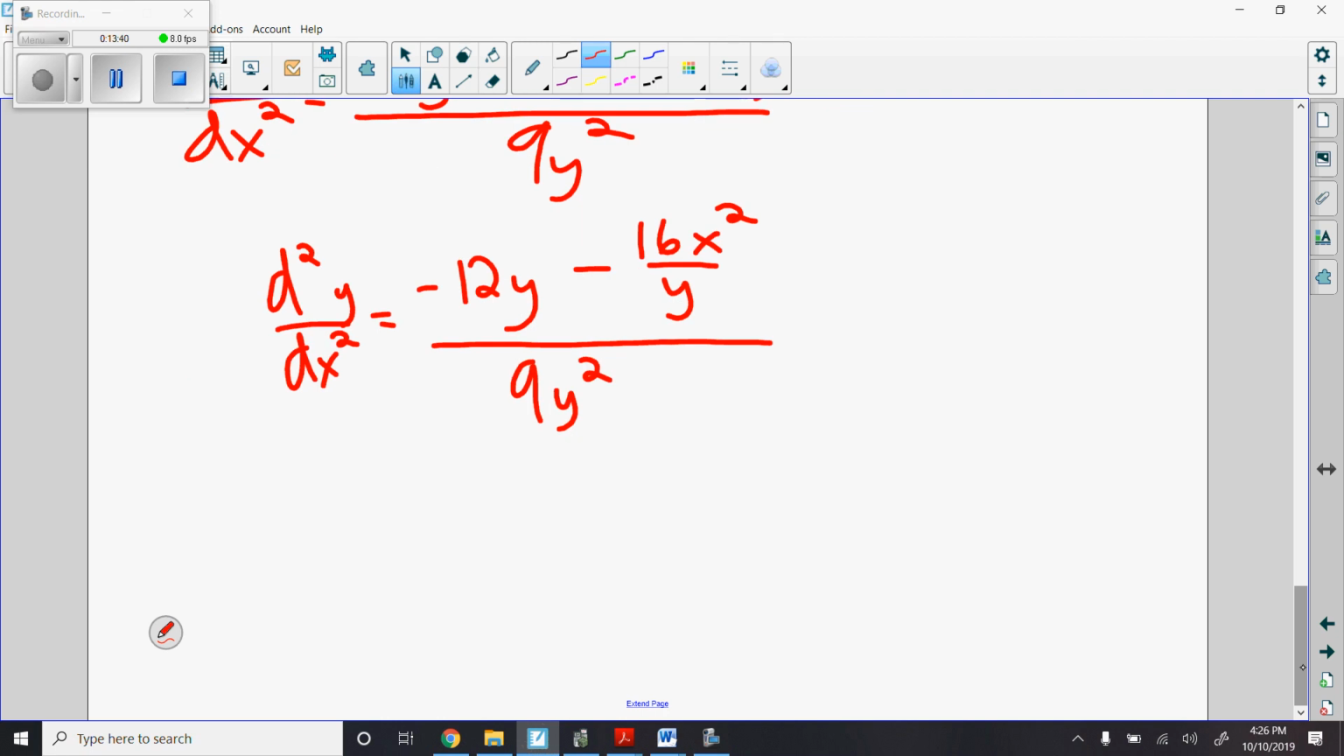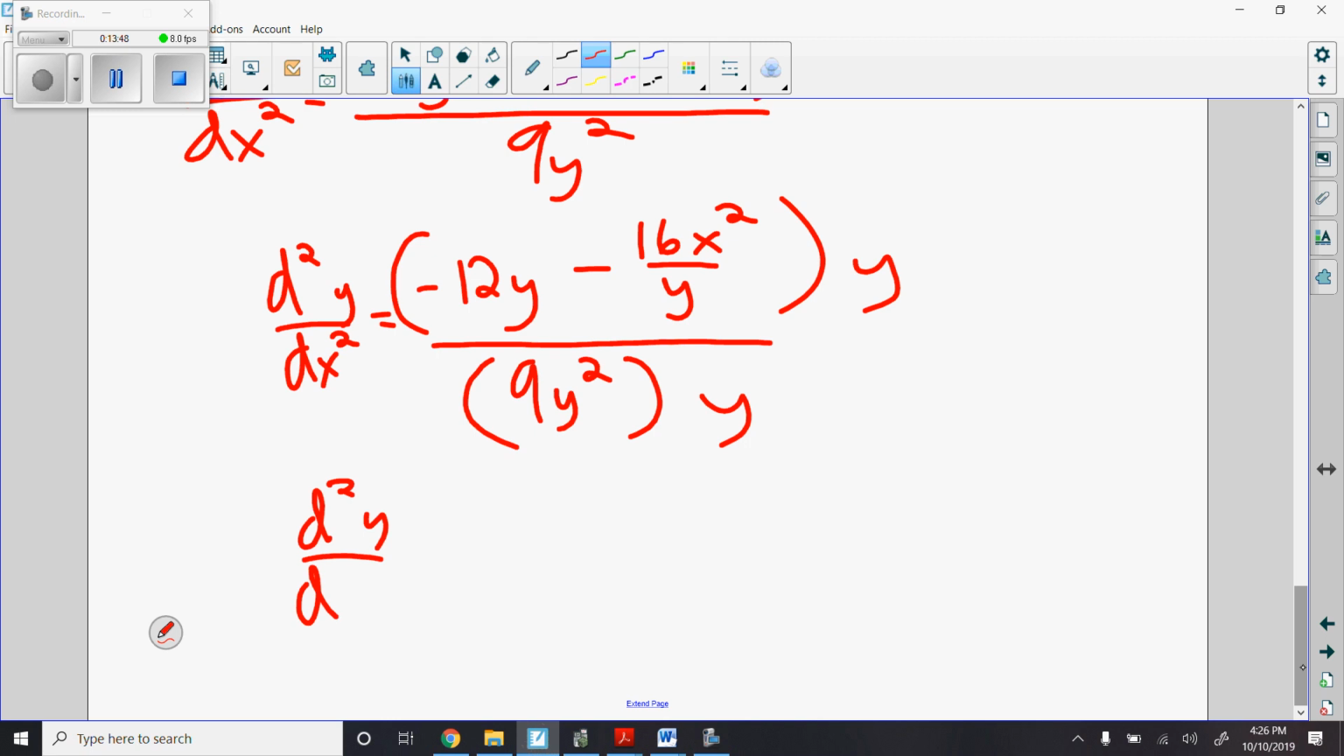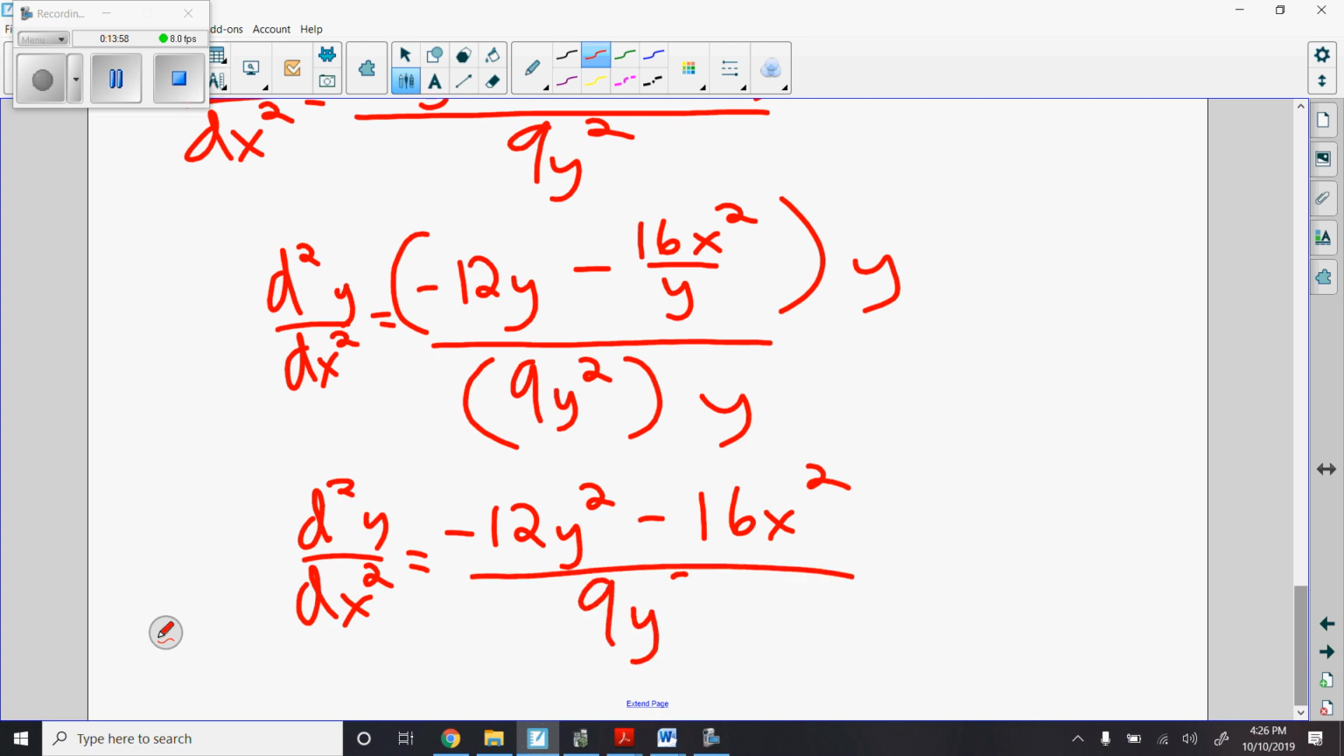Now, if we don't want to leave a fraction within a fraction, we can multiply both the top and bottom by y, and we get this. Negative 12y squared minus 16x squared over 9y cubed. And then I'm going to look at 12, 16, and 9 and see if I can simplify that. And I can't because they don't all divide by the same number. So this is my simplified second derivative implicitly.